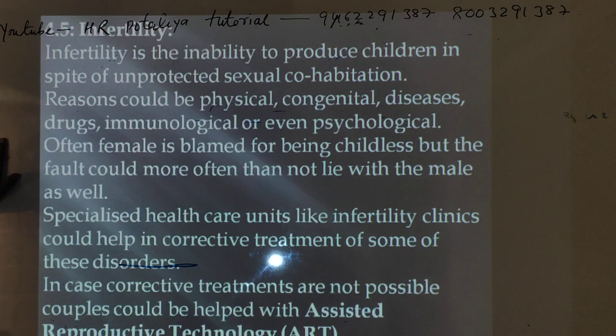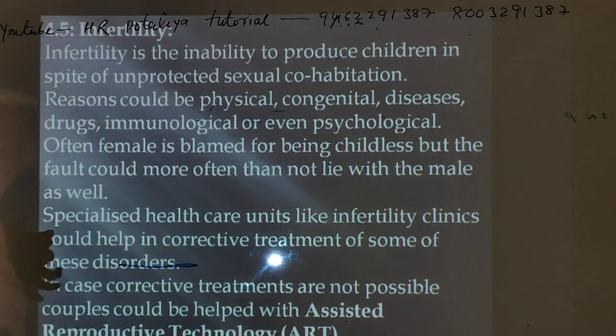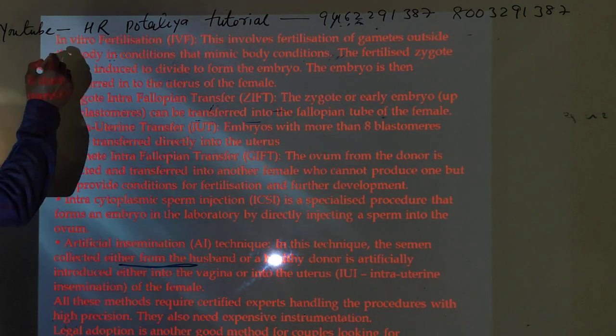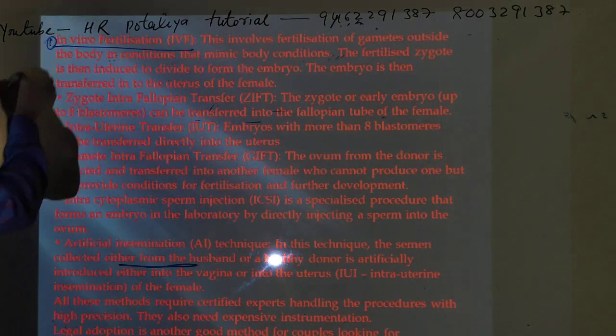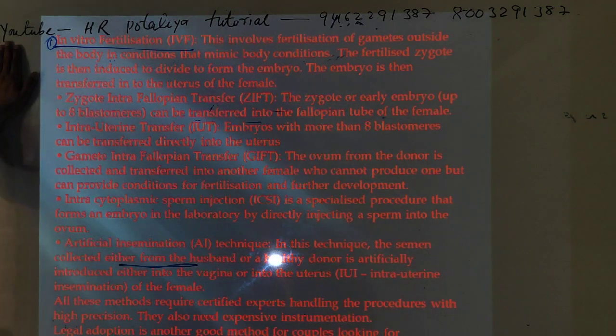If pregnancy does not happen with proper healthcare treatment, nowadays a number of assisted reproductive technologies are there, ART. Sometimes the question will be about the technical terms, their full forms, and where these methods are used. First term, ART, assisted reproductive technology. Number one method is in vitro fertilization, IVF.